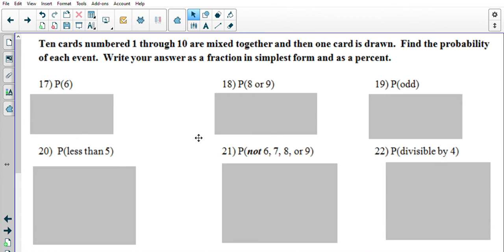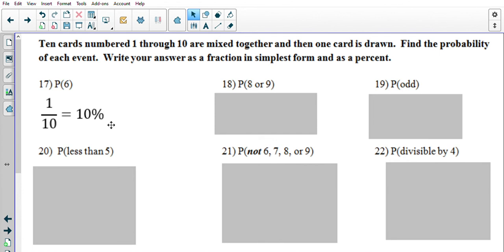10 cards numbered 1 through 10 are mixed together and then 1 card is drawn. Find the probability of each event. Write your answer as a fraction in simplest form and as a percent. So number 17, when it says P(6), you're not going to do 6/10. It's really tempting, but we have one card that's numbered 6 out of the 10 cards. So that is going to be 1 out of 10, which is 10%. Multiply top and bottom by 10 to get 10 hundredths, which is 10%.